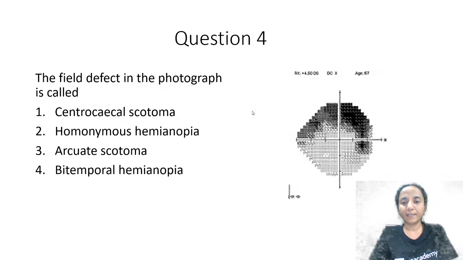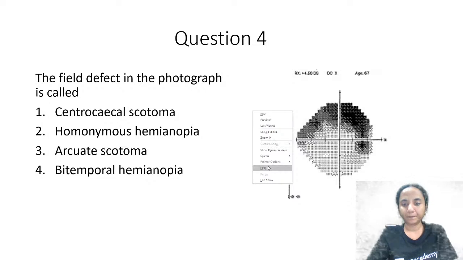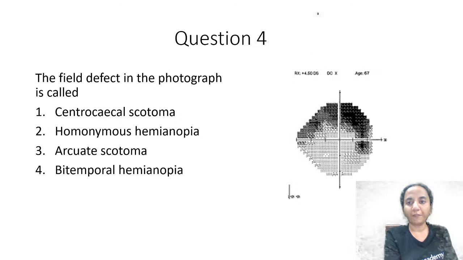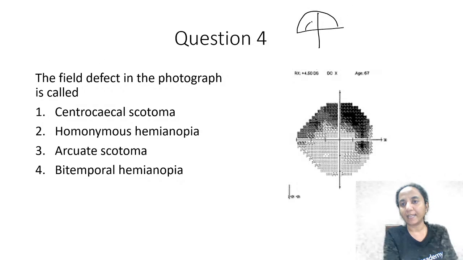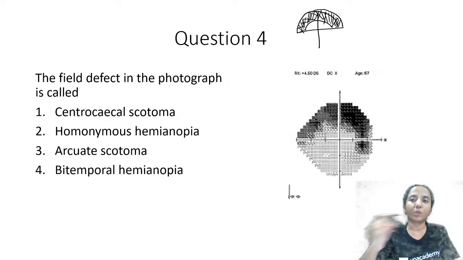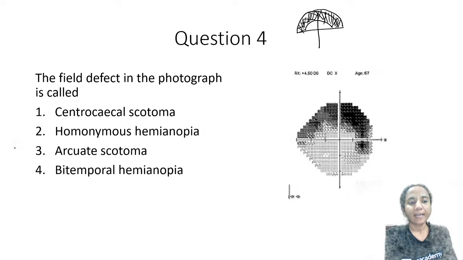What does this defect look like? What will we call this? If we draw the field like this, one half of the field here has an arched defect which is covering it, right? One half of the field has been blacked out or is lost like this. So there is an arch across the horizontal meridian. On one half of the horizontal meridian, we have an arch like this. This is what is called an arcuate scotoma.